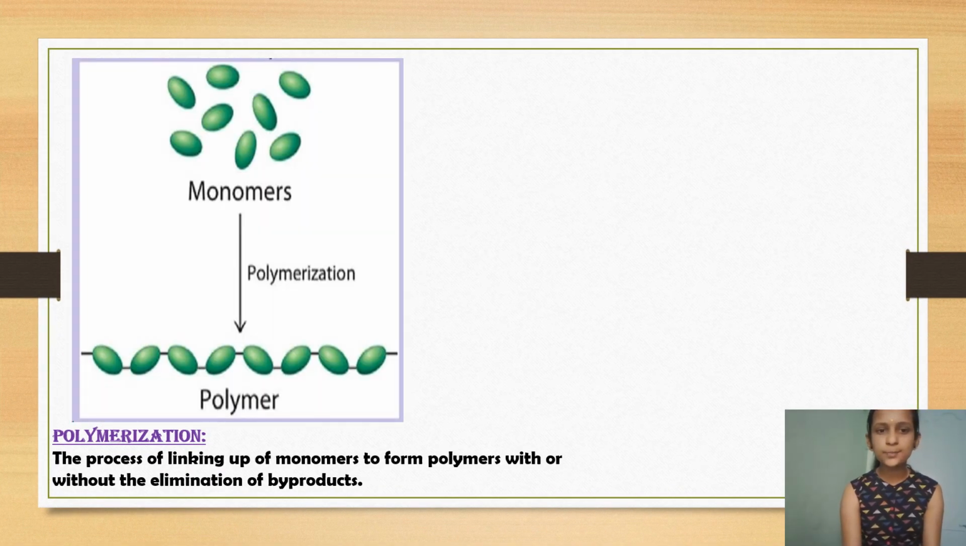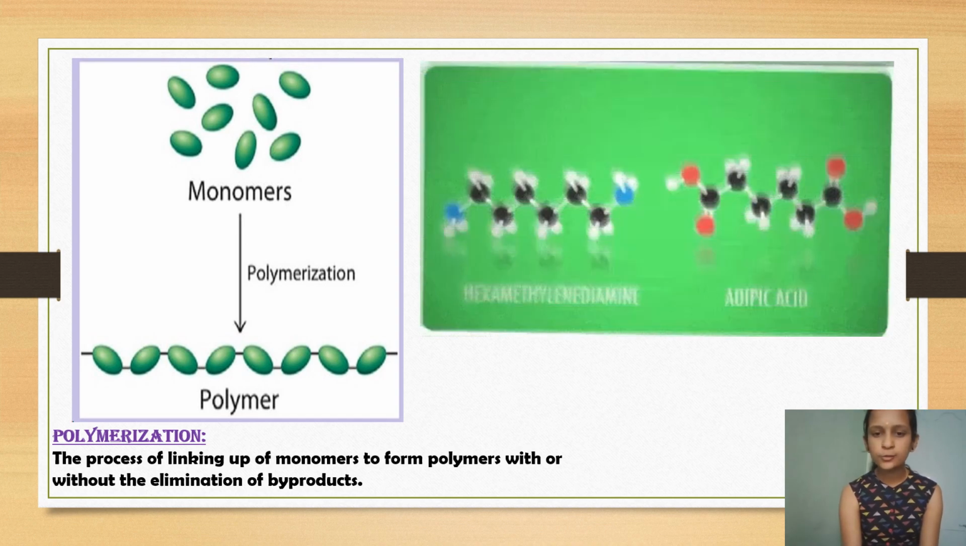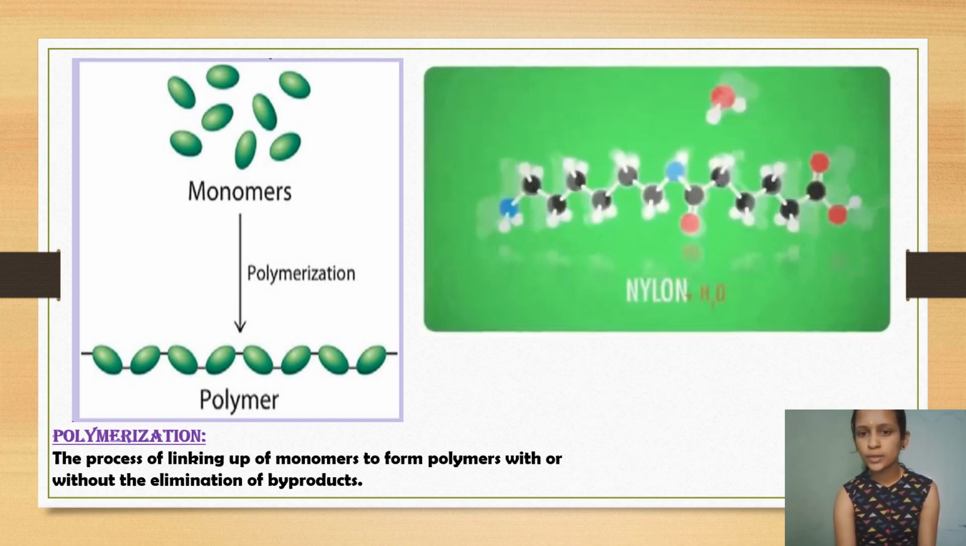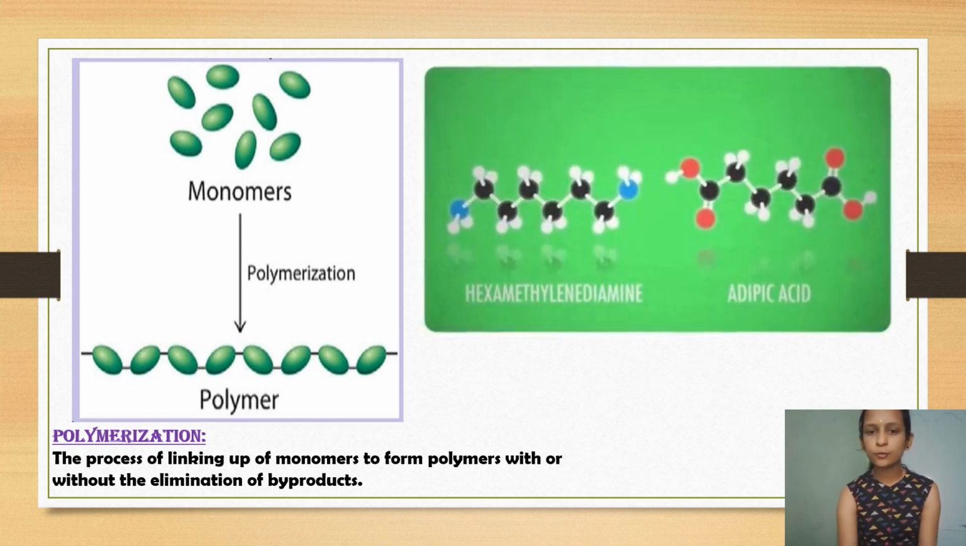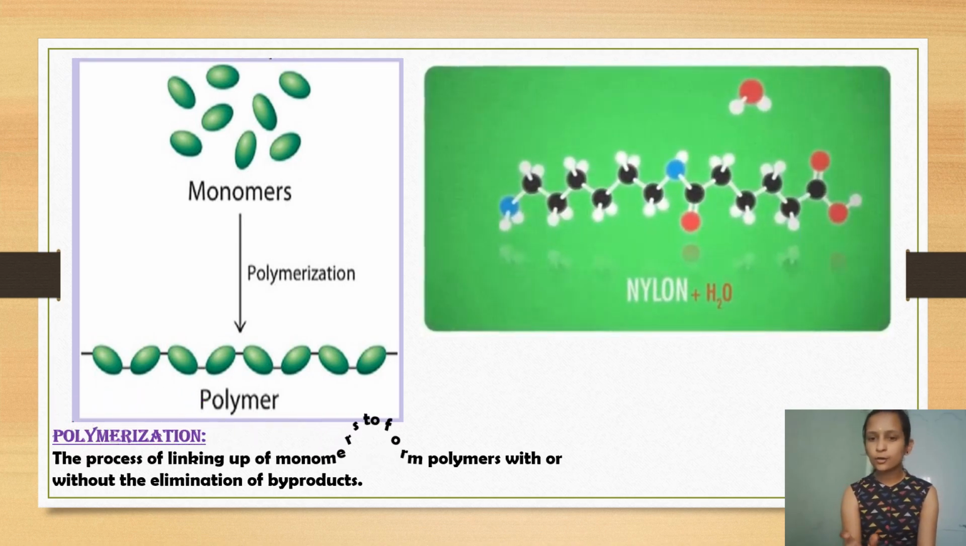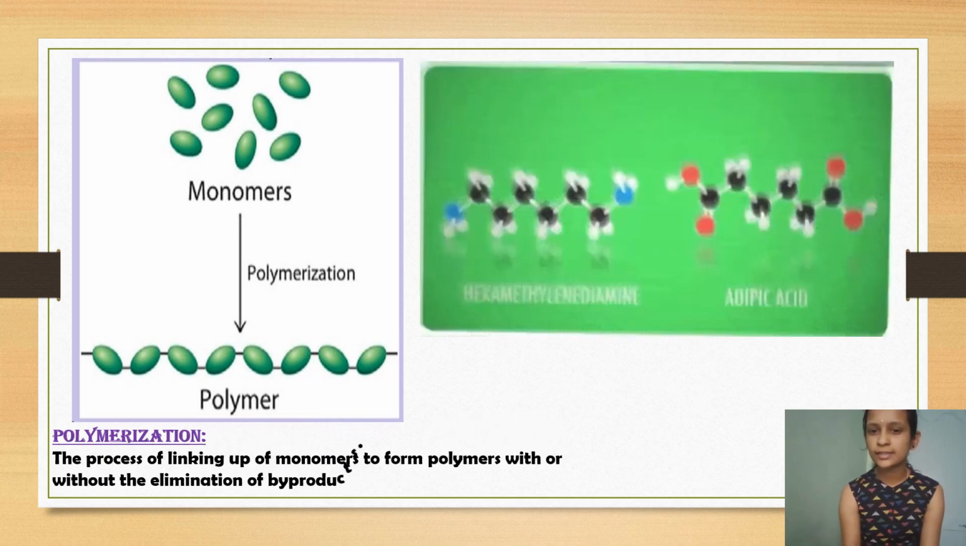By visualizing this picture, we can understand that many monomers combine with each other and lead to the formation of polymers. The process of obtaining polymers from monomers is known as polymerization. I can define it as the process of linking up of monomers to form polymers with or without the elimination of byproduct. Here I have chosen one example, hexamethylene diamine and adipic acid. They are the two monomers. They combine with each other and lead to the formation of nylon 66, where nylon 66 is the main product, or I can say the polymer, and H2O, water, is the byproduct.